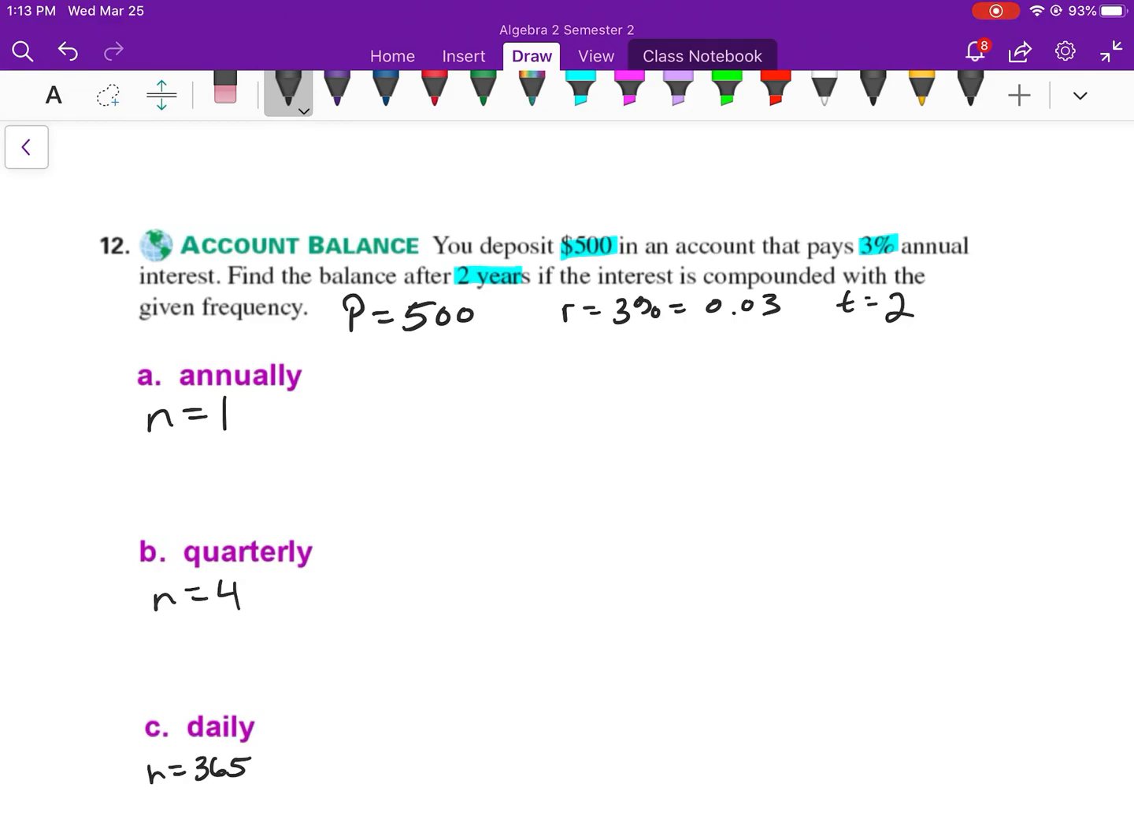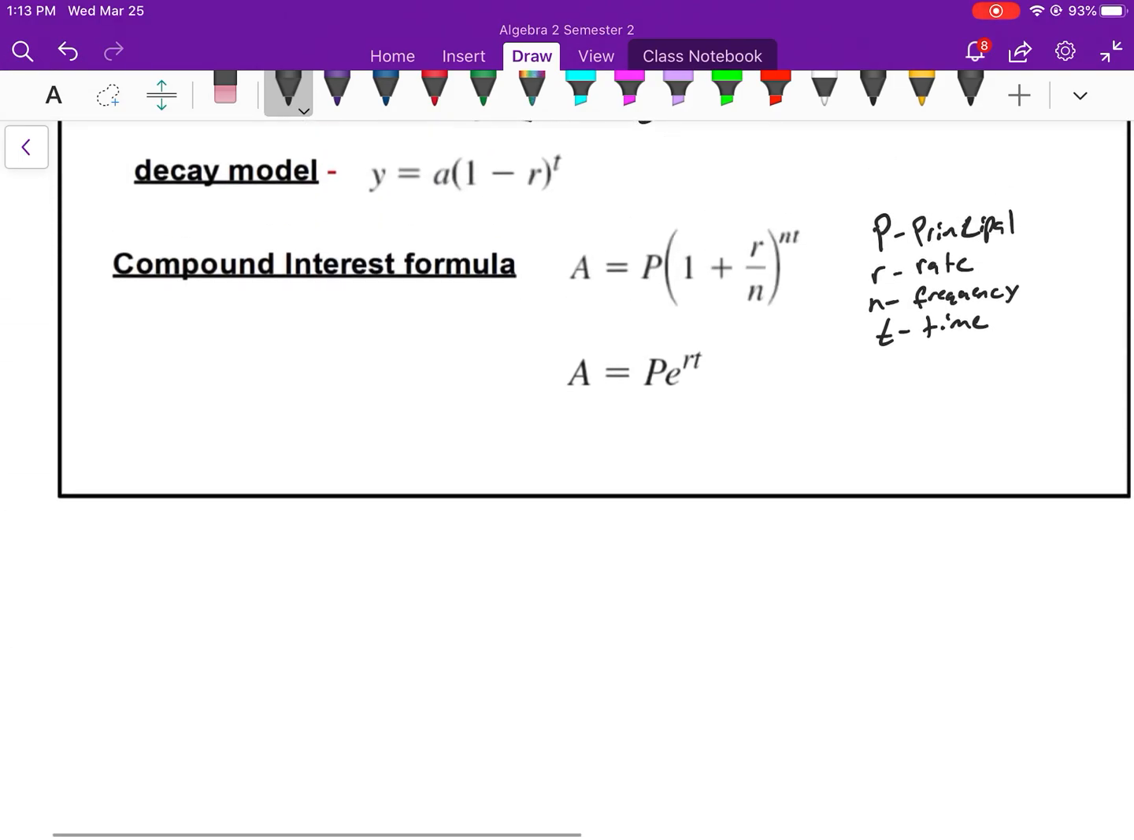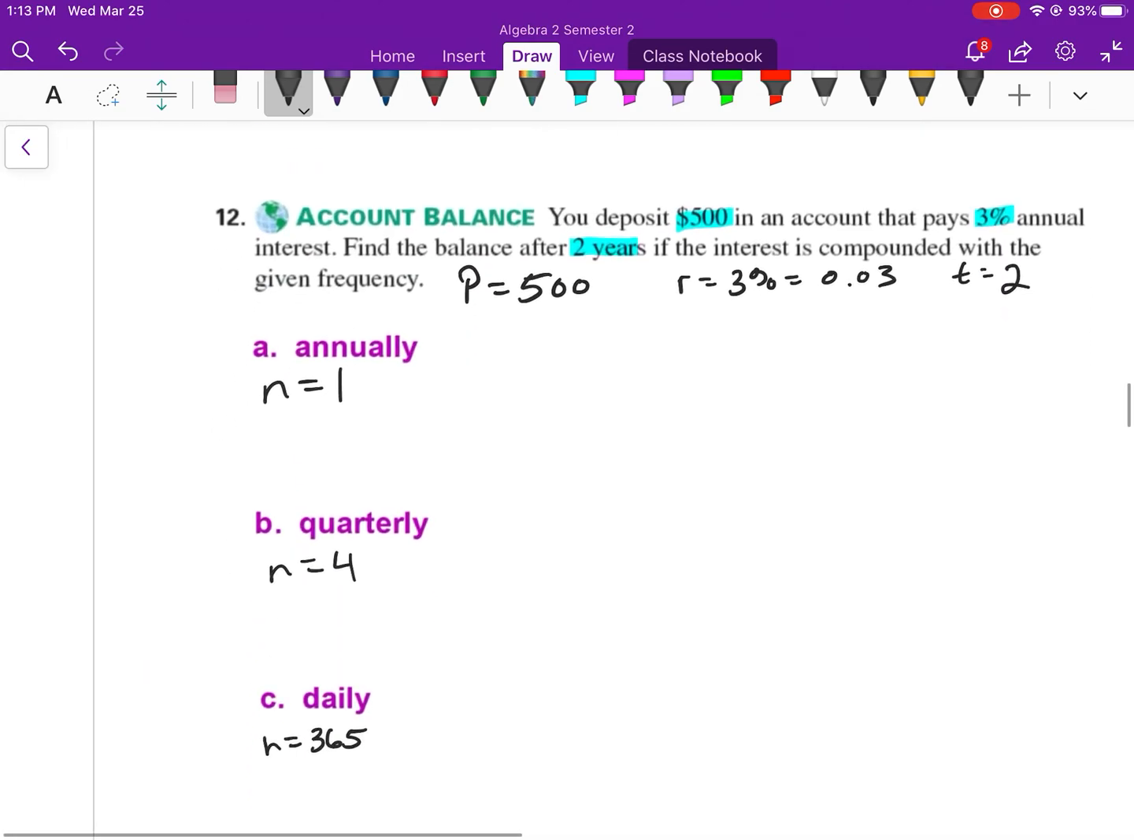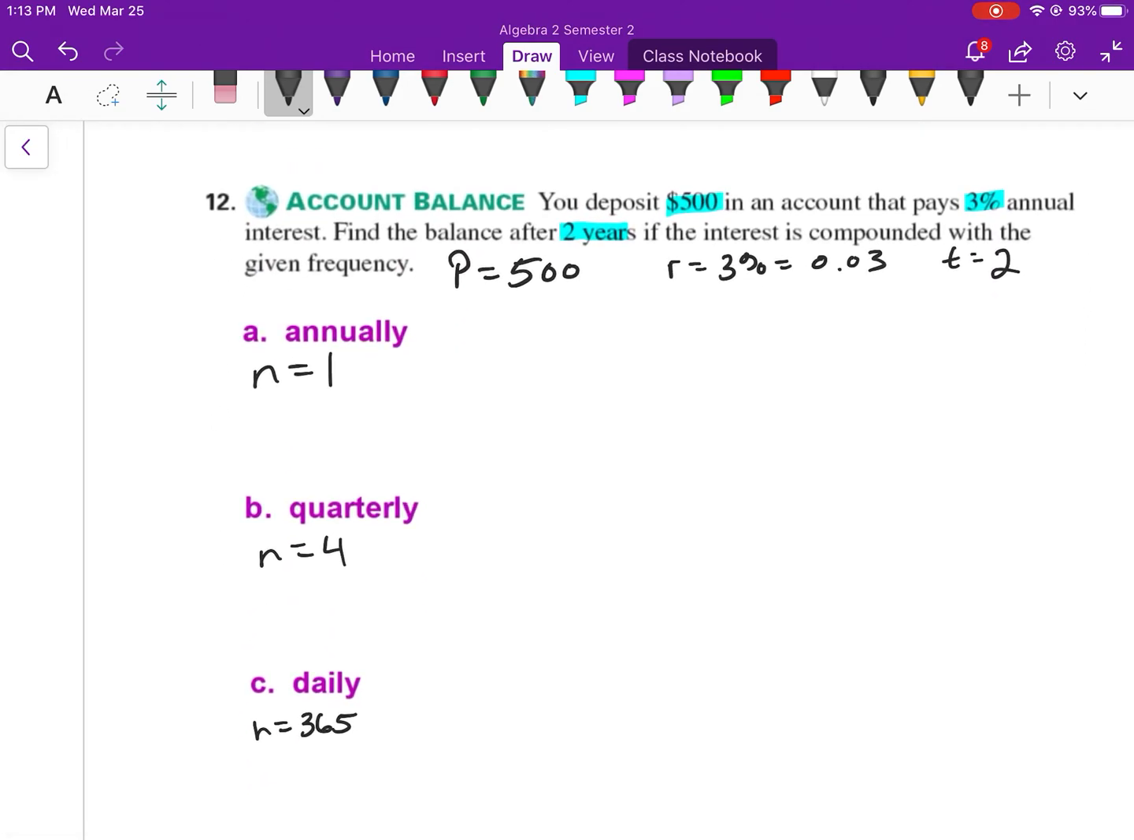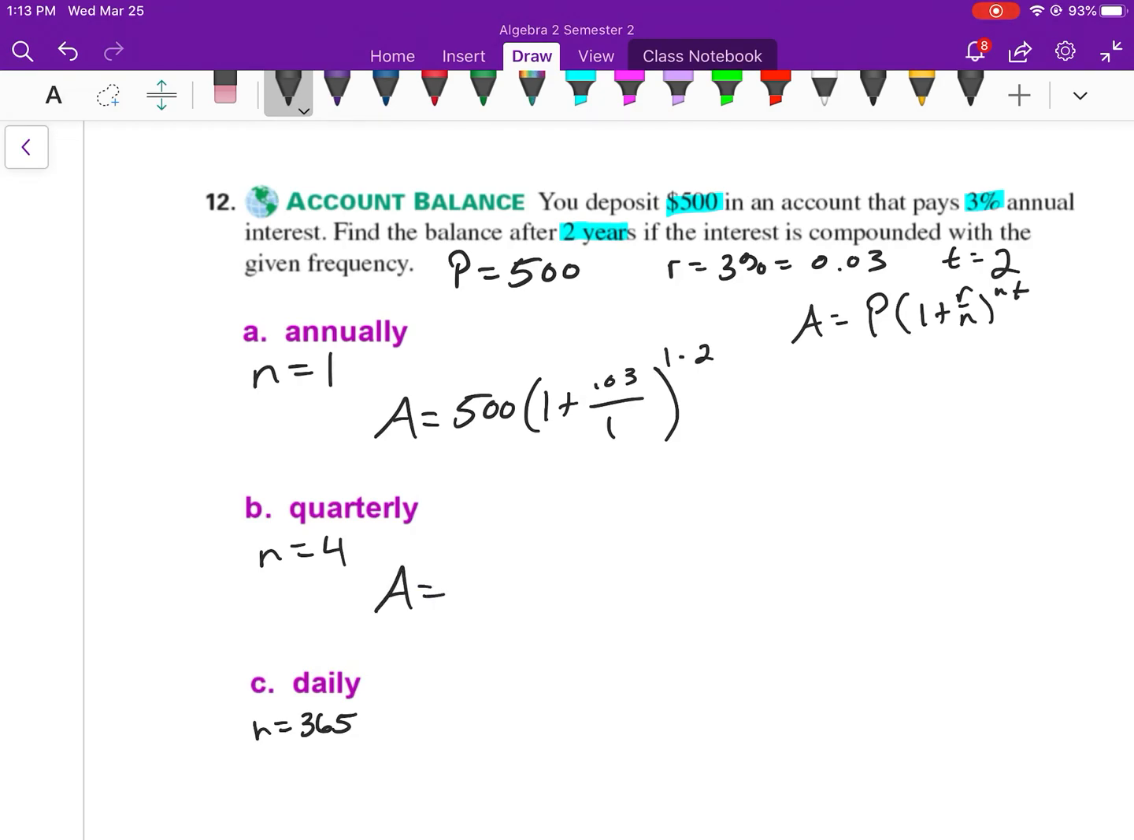So going ahead, plugging these into our formula, because our formula, if we look again, A is equal to P times 1 plus R over N to the NT. So just plugging in what we know. The amount A that we're looking to get, okay, our principal was 500 times 1 plus our rate was 0.03. Annually in this case, over 1 to the NT. So N, which is 1, times T, which is 2 in this case.